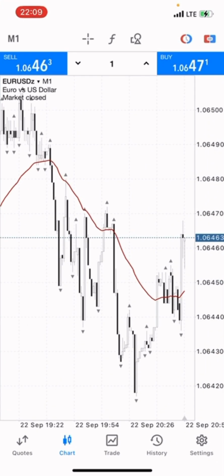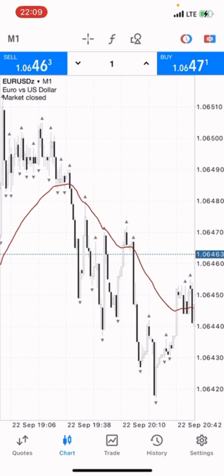Risk management is a vital aspect of forex trading. Traders employ various strategies to manage and minimize risk, including setting stop-loss orders, proper position sizing, and diversifying their portfolio. This helps protect their capital and reduce potential loss.